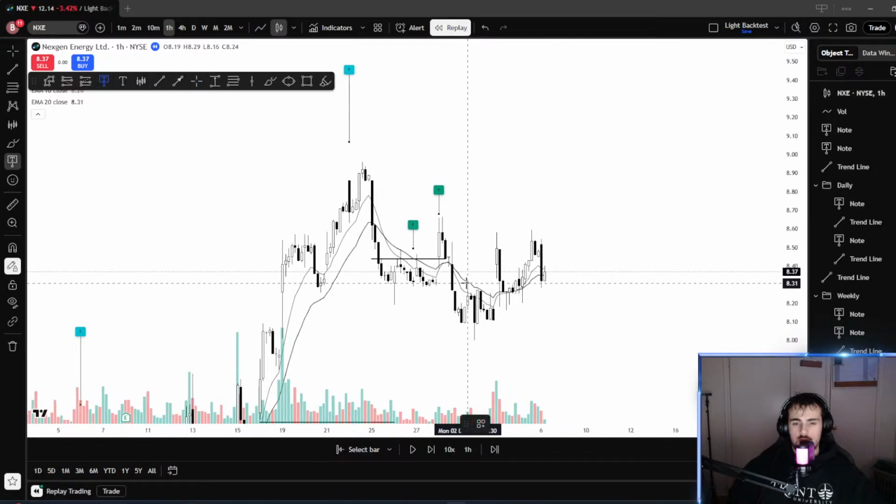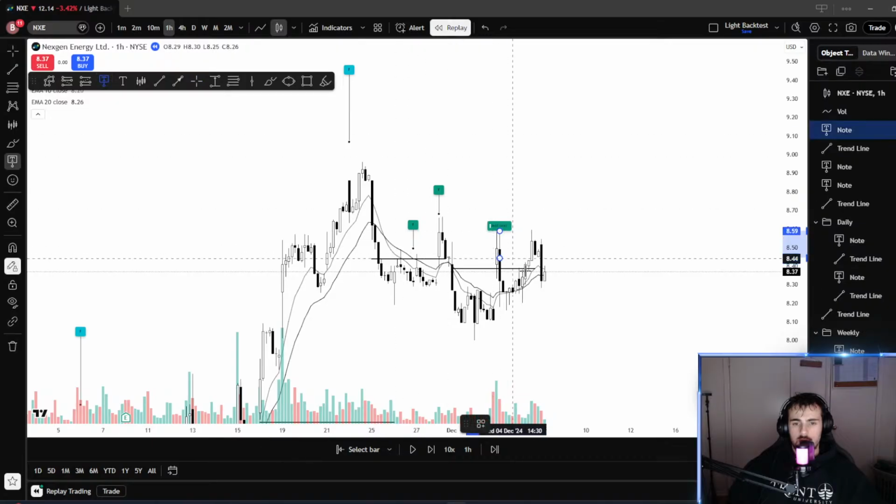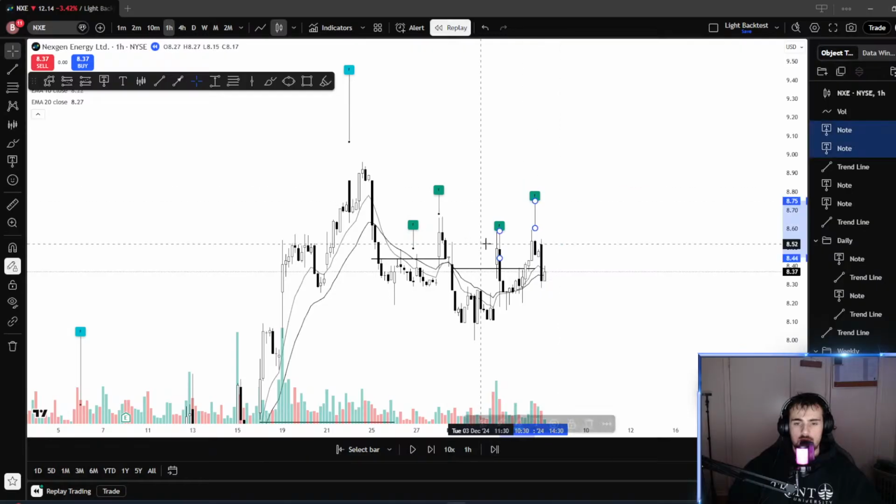So how would I label this? I would draw a line through this action. I would put this as the accumulation. And then I would put this as the first high to be ran.